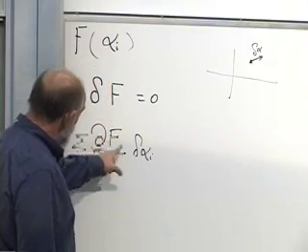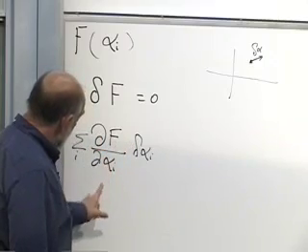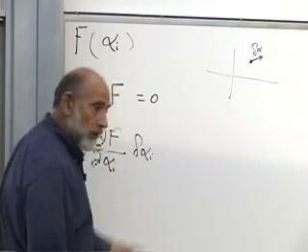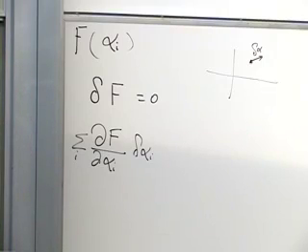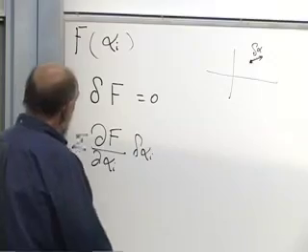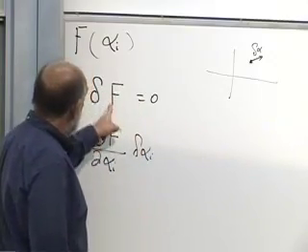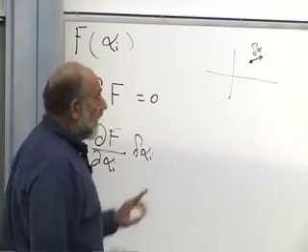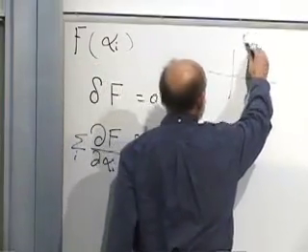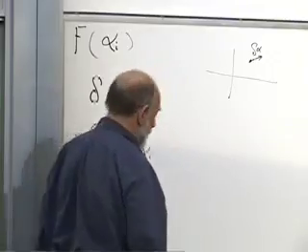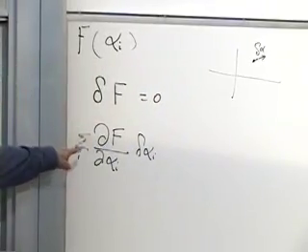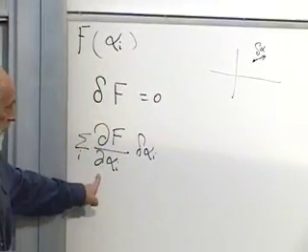The change in the function to first order is just the derivative of f with respect to alpha times the change in alpha, summed over all of the variables. Okay? To say that delta f is equal to 0 for any delta alpha, no matter which way you move, is the same as saying that all of these partial derivatives are equal to 0.